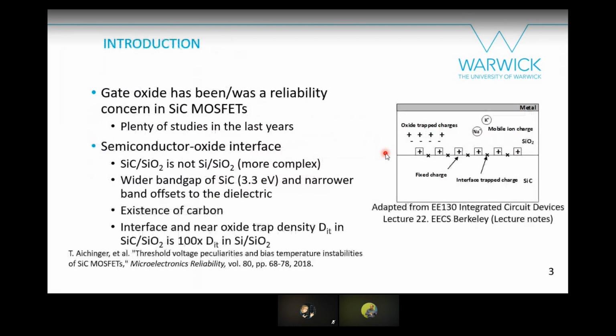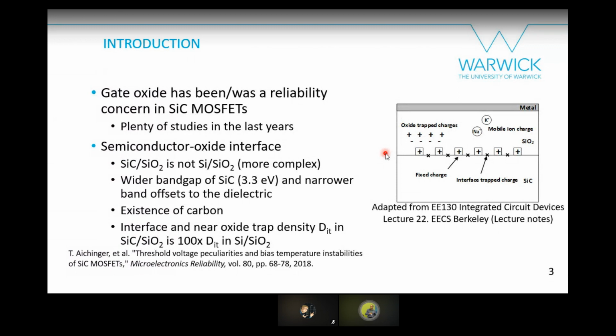So we know that gate oxide was a reliability concern in silicon carbide MOSFETs. There are plenty of studies in the last years, from the beginning when it was more of a problem than now that things are solved. So things have improved considerably.